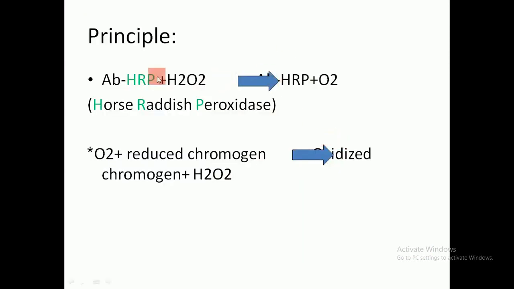The principle of ELISA: the antibody labeled with enzyme usually uses the horseradish peroxidase enzyme or alkaline phosphatase enzyme. Then we add the substrate, which is H2O2, and this leads to liberation of oxygen, and the oxygen will oxidize the reduced chromogen, and then we end with oxidized chromogen and water. This is H2O, not H2O2, water, H2O.